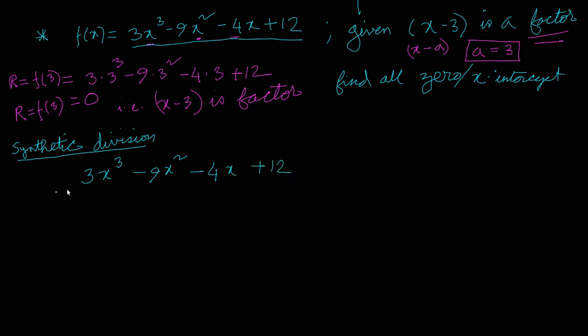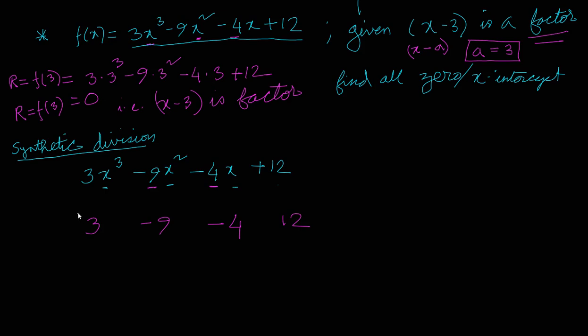All right, and then what is the next step? To insert the missing terms. Is there any missing term? It is x cube, x square, x, and then the constant, so I do not have any missing term. Now I'm going to write down the coefficients. It is 3 here, negative 9, negative 4, and 12.